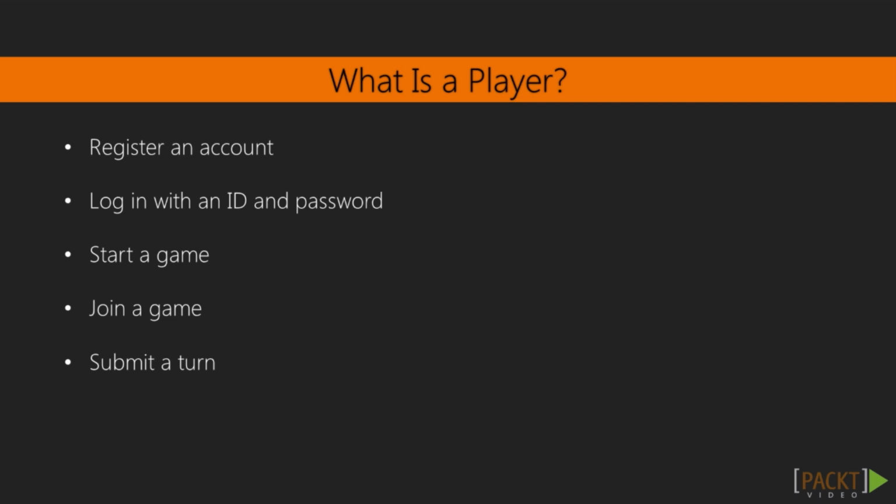Now, we need to identify who's playing the game, right? So a player in our system needs to be able to register and log in. A player must also be able to start a new game or join a game that a player has created. And finally, a player needs to be able to submit a turn when appropriate, which also implies that we need to communicate with the user and tell them when it's time to take their turn.